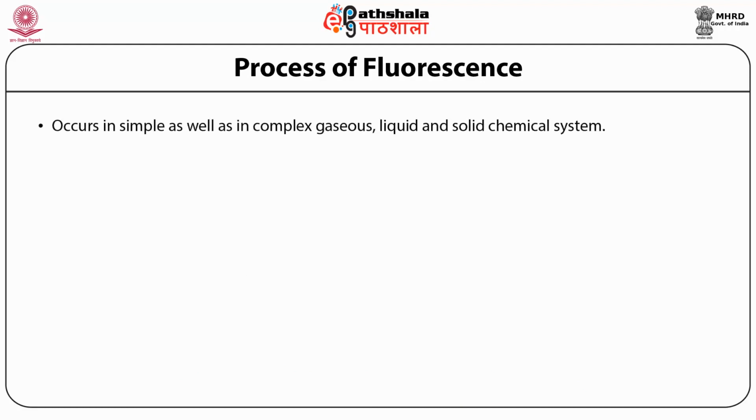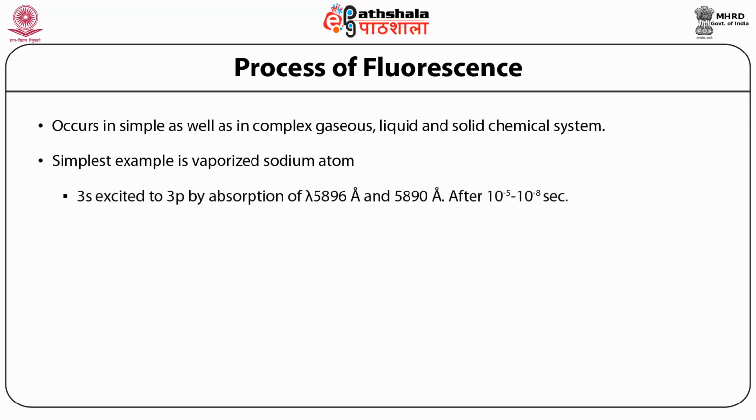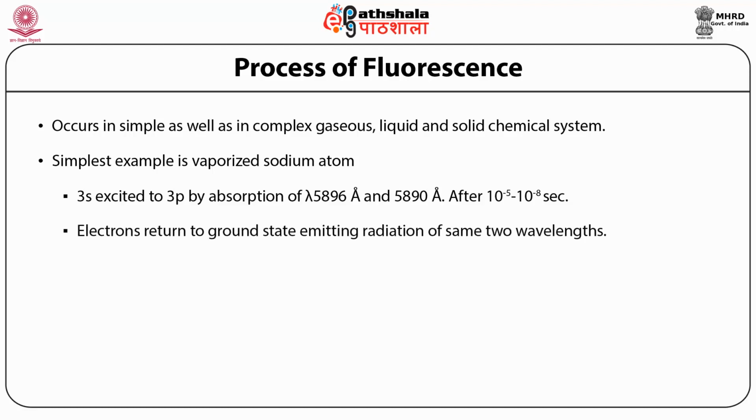The process of fluorescence. Fluorescence can occur in simple as well as in complex gaseous, liquid, and solid chemical systems. The simplest example is a vaporized sodium atom, where the sodium atom absorbs energy and the electron from 3s is excited to 3p by absorption of wavelengths of 5896 angstroms and 5890 angstroms. Immediately after the source of light is stopped, the electron returns to its ground level by emitting photons of the same two wavelengths.